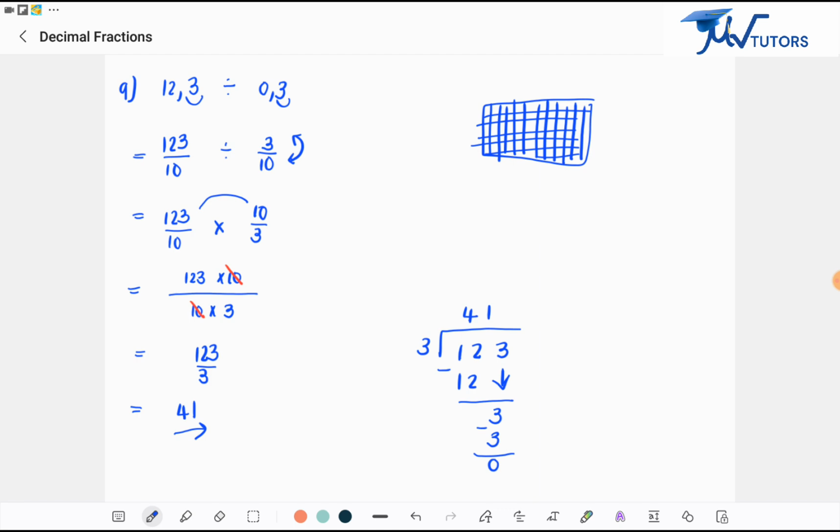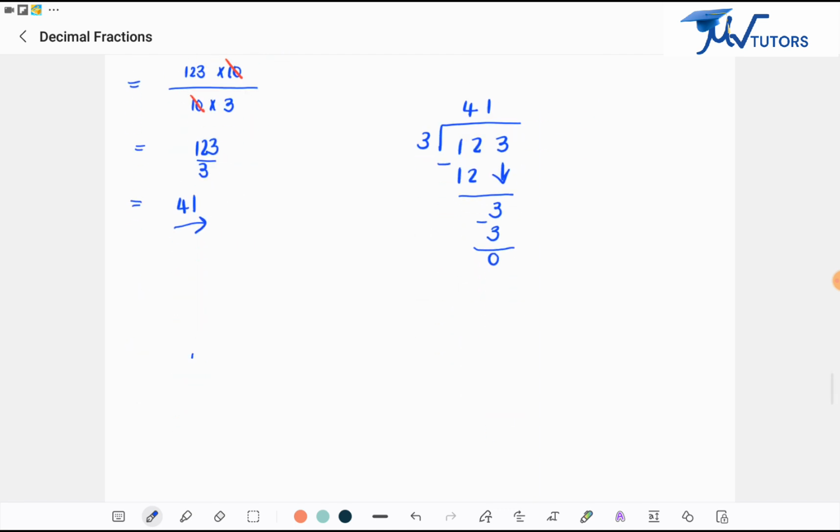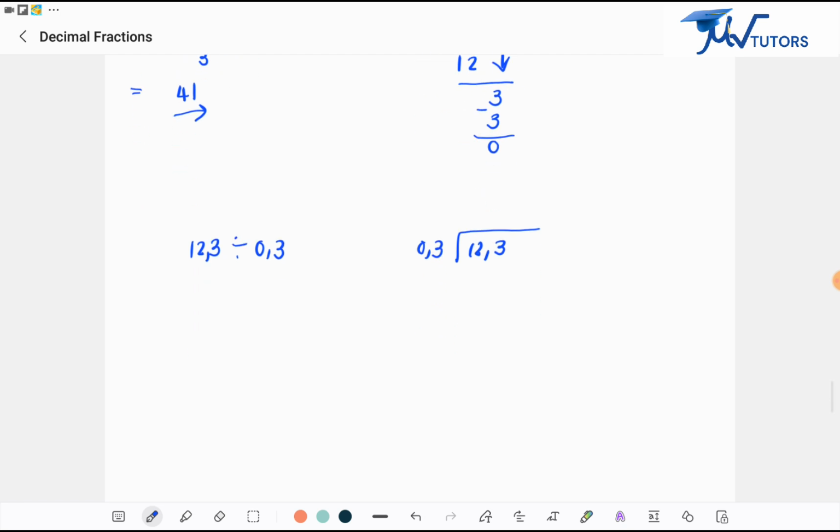So what if, maybe let's try another way. So if I have again 12,3 divided by 0,3, I could have written it from the get-go like this. This is a division. So I could have said 12,3 divided by 0,3. Now, I don't like working with numbers like this. So what we're going to do, we're going to shift the decimal comma to the right. Okay? If we shift it to the right, we're basically going to have 3.